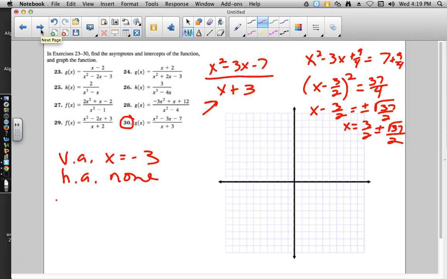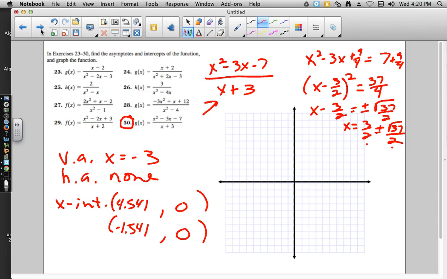Now we go after the x-intercepts. And for that, we probably wouldn't want to leave it in fraction form. We're going to graph this. So we grab a calculator and punch in 3 halves plus the square root of 37 over 2 and 3 halves minus the square root of 37 over 2. Those come out to 4.5410 and negative 1.5410. Y-intercept, much easier. All we have to do is plug zeros in here, and wherever there's an x, there's a 0, so negative 7/3.